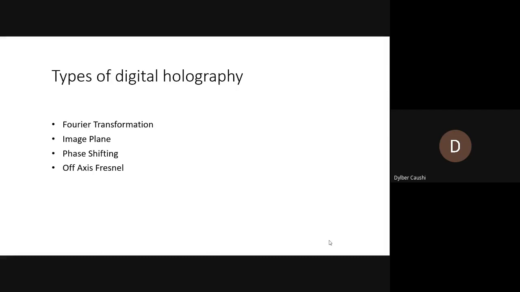There are some types of digital holography. We have mentioned four of them: Fourier transformation, image plane, phase shifting, and off-axis Fresnel. The Fourier uses lenses to reconstruct the waves in magnitude and phase.